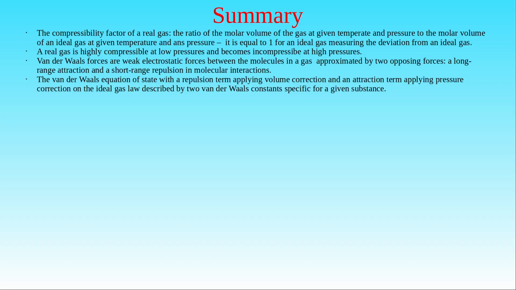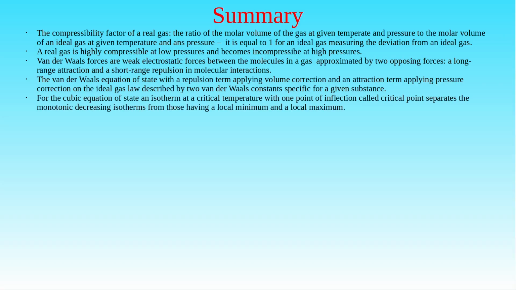The thermodynamic state of van der Waals gases is described by this cubic equation depending on the two van der Waals constants specific for a given substance, related to the two types of corrections compared with the state of an ideal gas. We saw that for the cubic equation of state a critical isotherm with one point of inflection separates the monotonic decreasing isotherms from those having a local minimum and a local maximum in the pressure-volume diagram. The temperature of the critical isotherm is the critical temperature of a given van der Waals gas, and the point of inflection on the critical isotherm is the critical point of the gas.